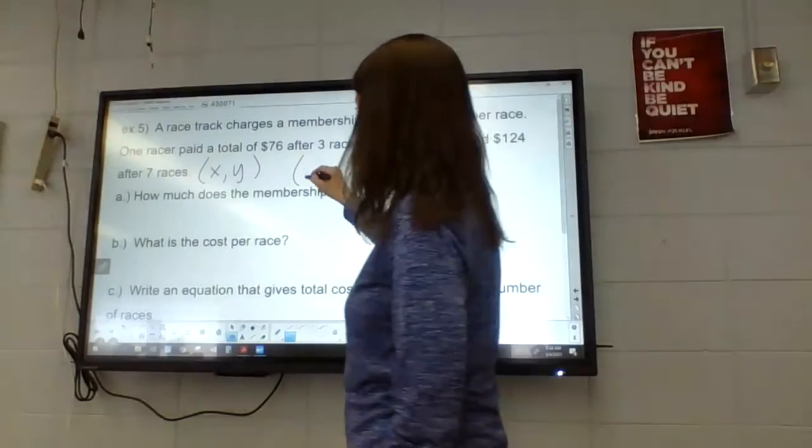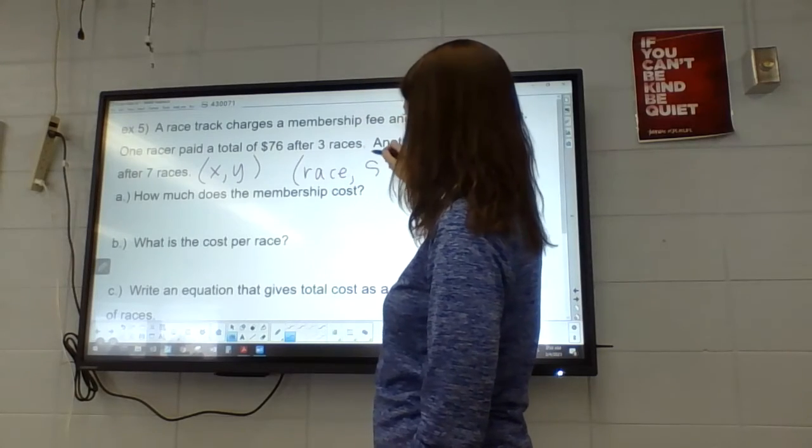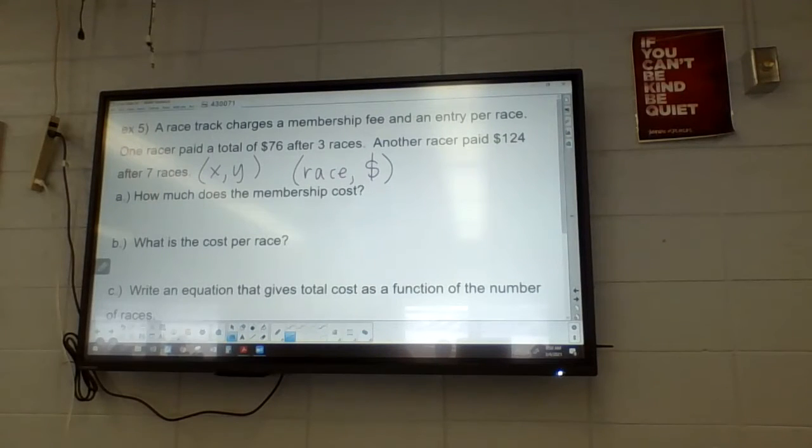So I'm going to write the race is actually my x value. And then the cost is going to be my y, because he determines the number of races he does. The track determines how much he gets charged. So that's my x versus my y.